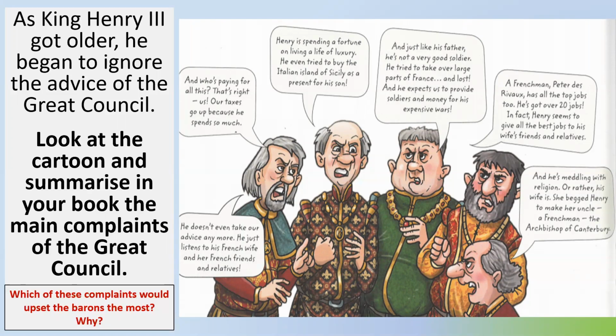For example, it seemed like he was spending a lot of money and therefore having to tax people more. He wasn't taking their advice. He made some militarily bad decisions. He wasn't a very good soldier. And of course, he was giving jobs to his wife's friends and relatives. So he wasn't exactly keeping the Great Council happy. Have a read through that cartoon, and in your book, take a few moments to summarize those complaints. If you'd like to stretch yourself a bit further, which of those complaints do you think would upset the barons the most? And explain to me why.